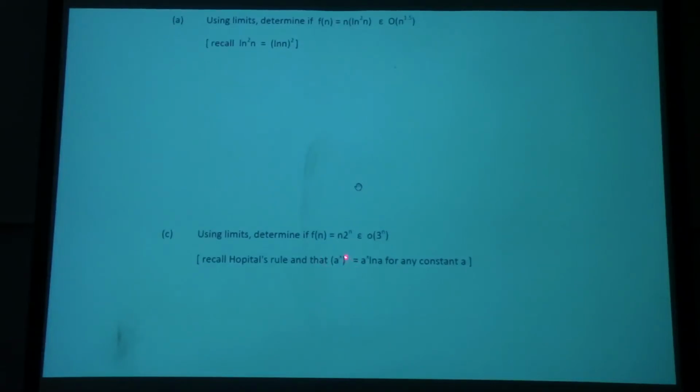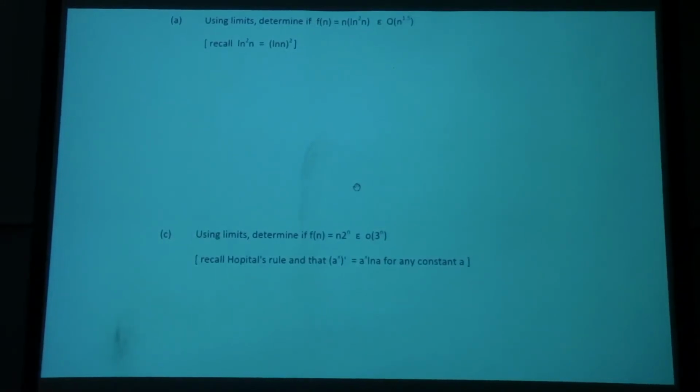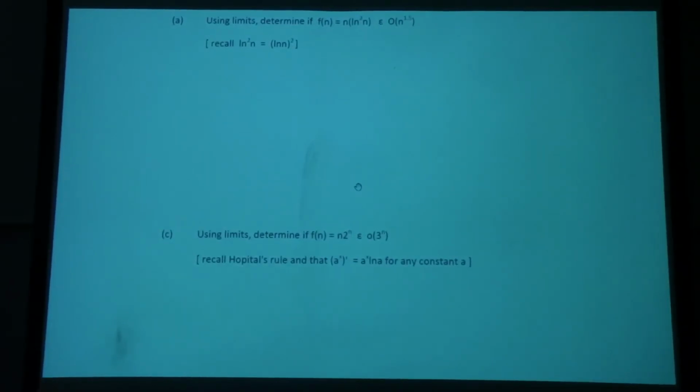What does this little mark mean? Derivative, prime, right? Prime. So a to the x, like 3 to the x. The derivative of e to the x is e to the x natural log of e. The derivative of 2 to the x is 2 to the x natural log of 2. The derivative of 3 to the x is 3 to the x natural log of 3. The derivative of any constant a to the x is a to the x natural log of a, whatever that a positive constant is.